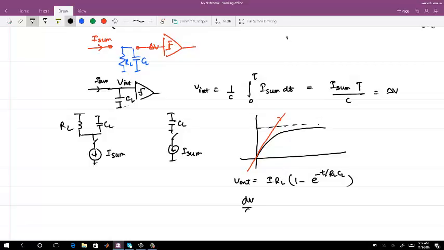So dV by dt is equal to I RL into, when you do the differentiation, 1 by RL CL. If you calculate at t equals 0, this is the value, I by CL. So you see that this slope is always greater than when you are settling with an RL CL.